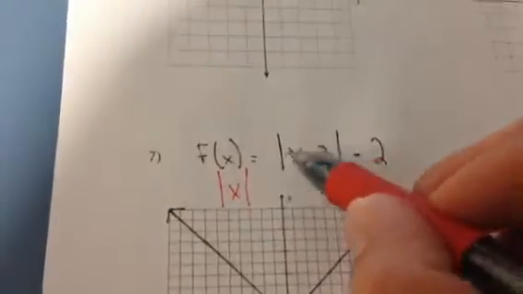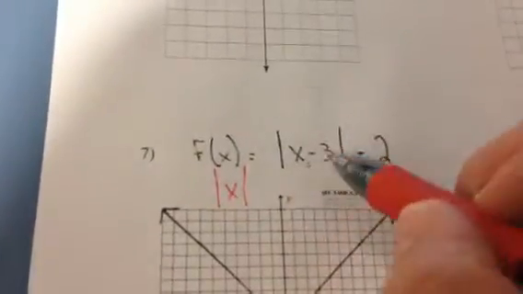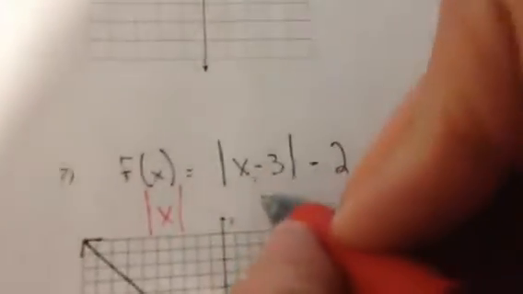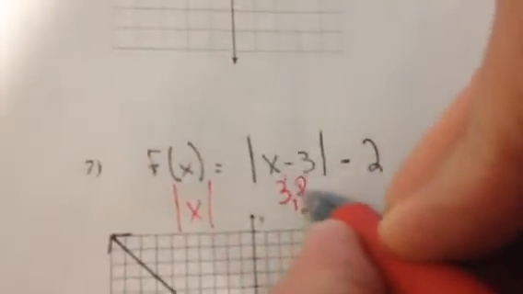So the parent function, again, is just this. So what's the minus 3 do? What's the minus 2 do? Well, minus 3 is inside brackets. So what makes it 0 is 3. It's positive, so it's going to go right.